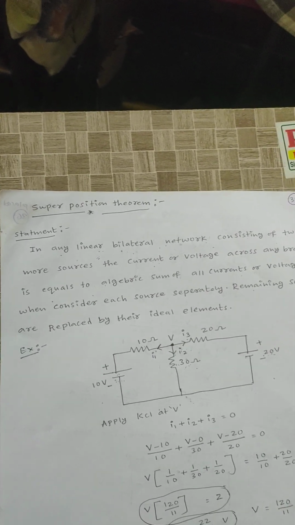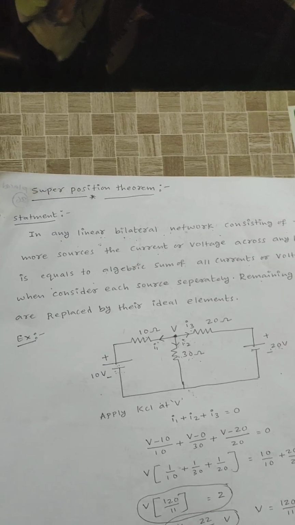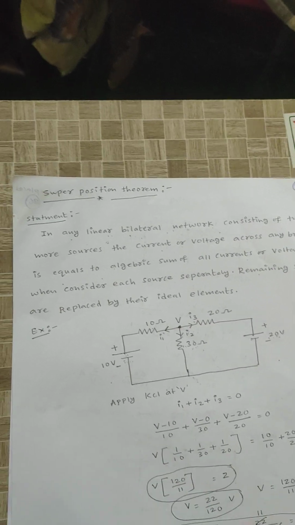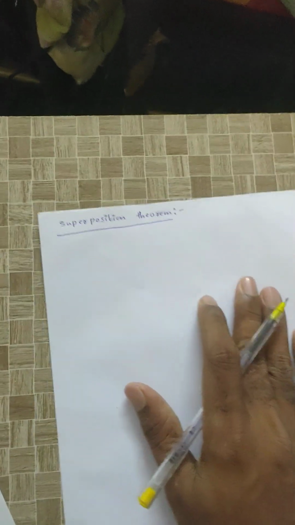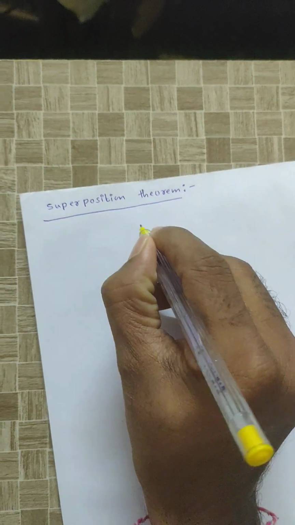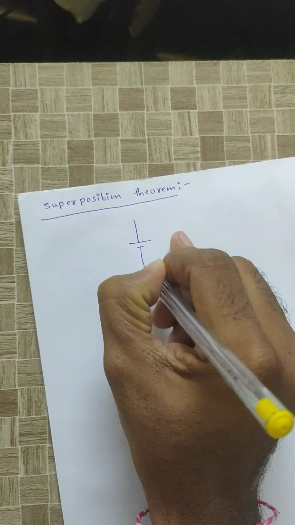That is nothing but, if the circuit has a voltage source, it should be replaced by a short circuit, and if the circuit has a current source, it should be replaced by an open circuit. To understand that, let us consider a problem. From the problem only I will explain the superposition theorem.